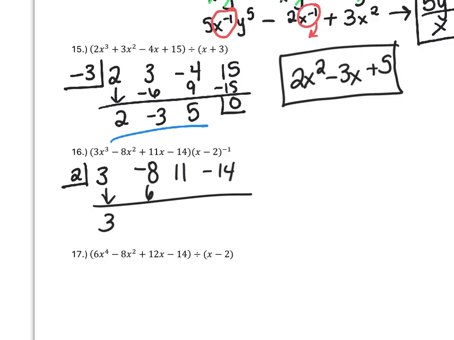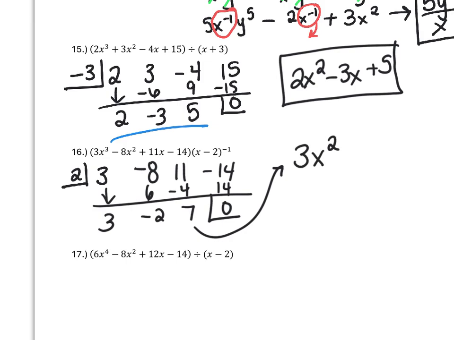2 times 3 is 6, that's negative 2. 2 times negative 2, negative 4. 11 minus 4 is 7. 2 times 7 is 14. So great, we get another 0. We don't have to write the remainder. And our final answer will be 1 less degree. So put our coefficients, and this will be x squared, because it was x to the 3rd to start, minus 2x plus 7.